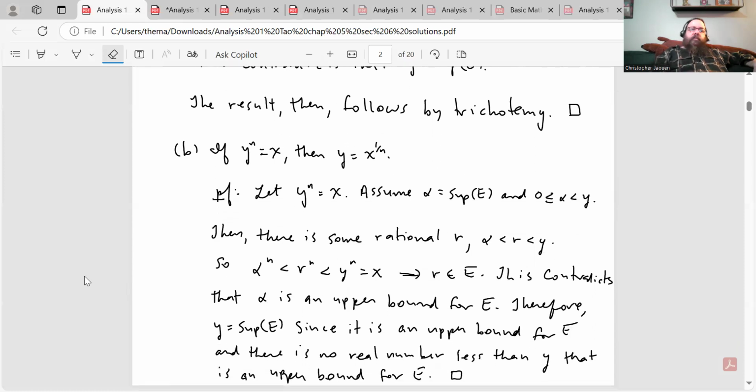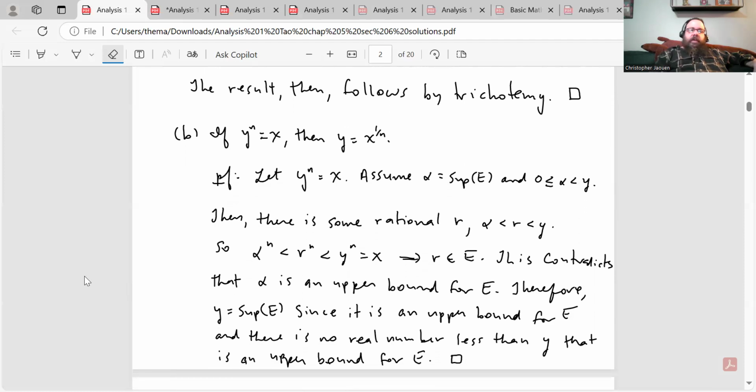Here's part B. If y to the n is equal to x, then y is x to the 1 over n. Let y to the n equal x. Assume alpha is the supremum of E and 0 is less than or equal to alpha, which is less than y. We had a theorem from a previous section that said that we can do that. We can always find a rational.